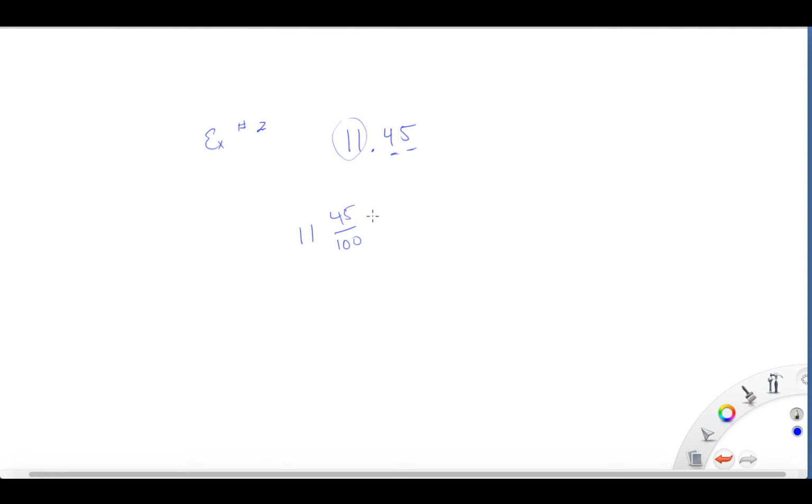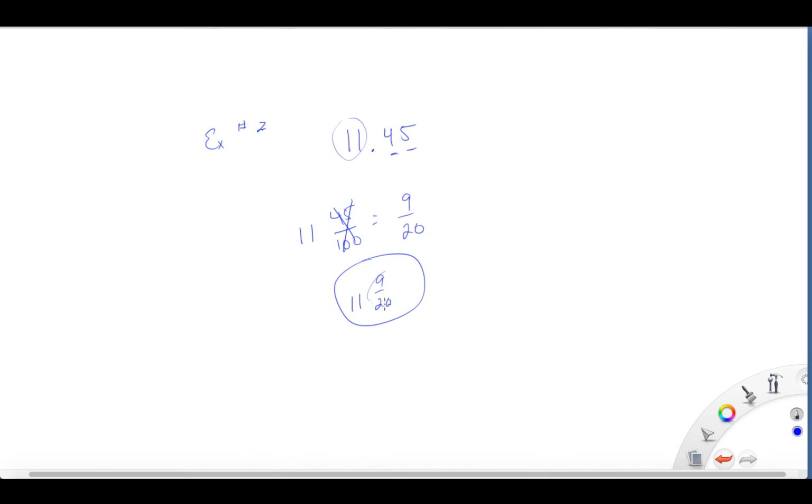Well, yeah. We can reduce this and divide it by 5. If we do that, that's 9 and that's 20. So we reduce the fraction to 9 over 20. So our total answer is 11 and 9/20. We've converted a decimal number to a fraction.